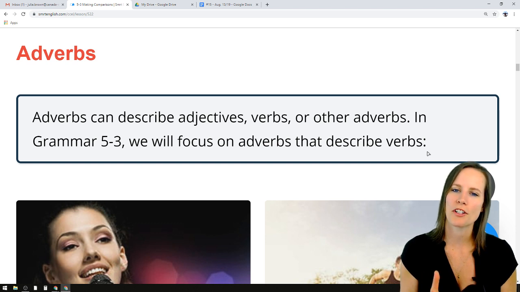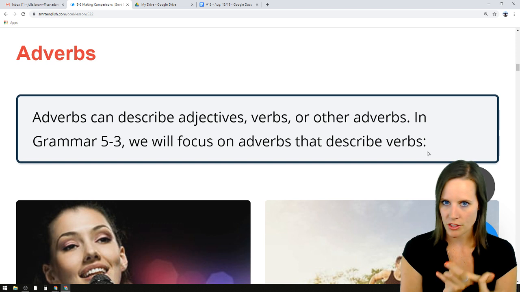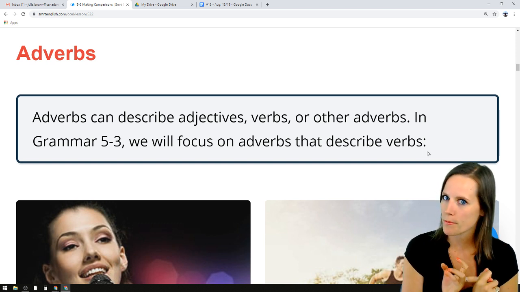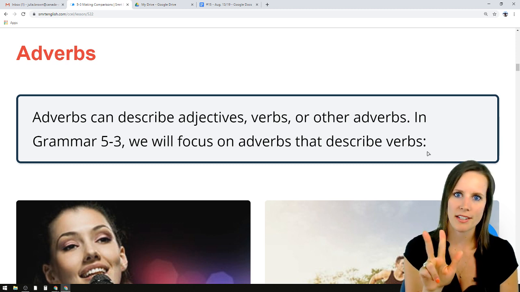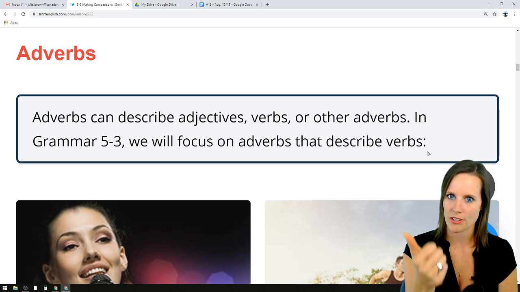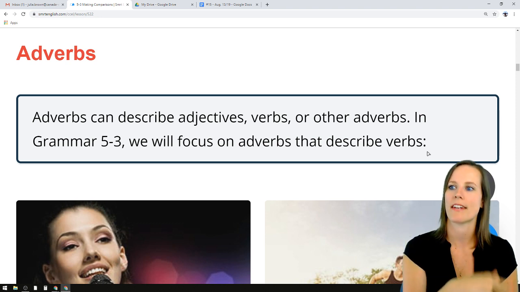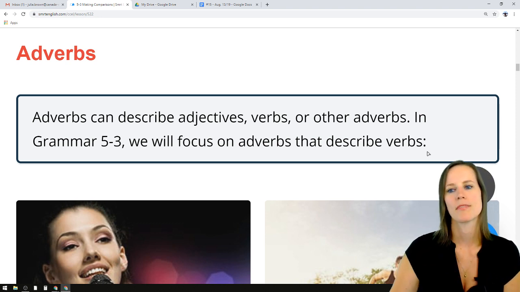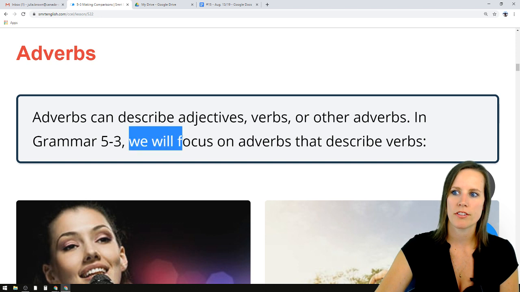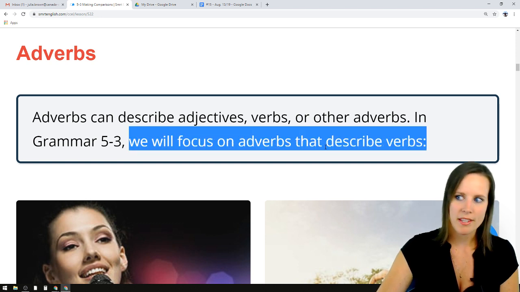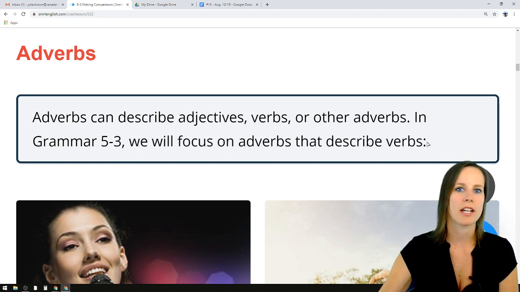Okay, so adverbs, they're a little bit trickier because they can do more modifying than simply nouns. They can modify adjectives, okay, other verbs, or other adverbs. Okay, so three things that they can describe: adjectives, verbs, and other adverbs. Okay, but in this unit, we are going to focus on adverbs that describe verbs. Okay, so modify the action.